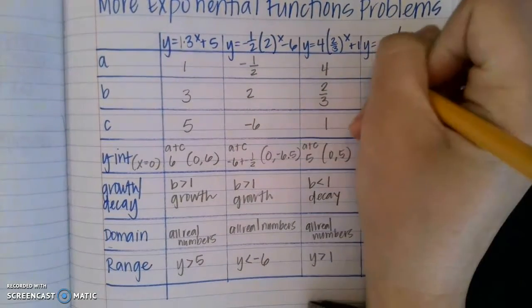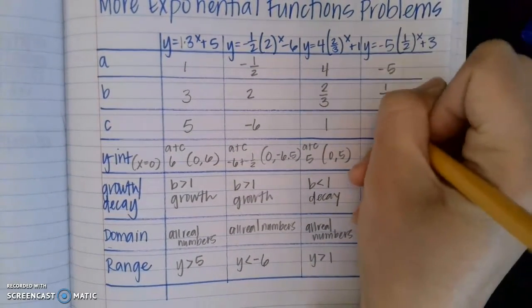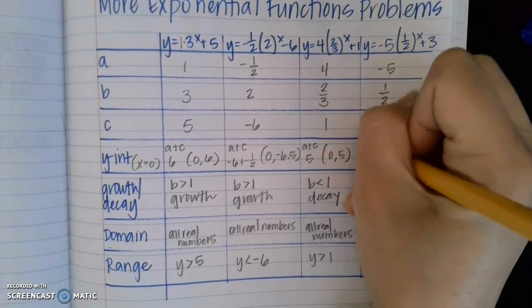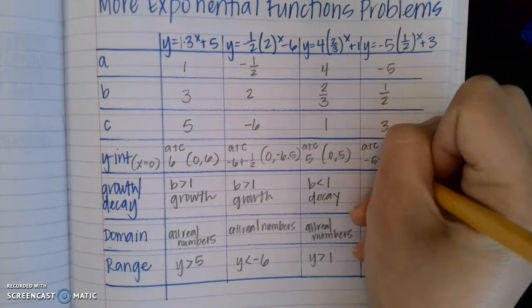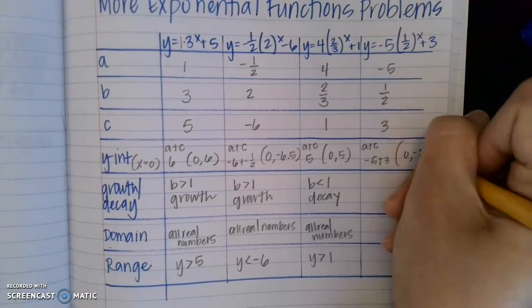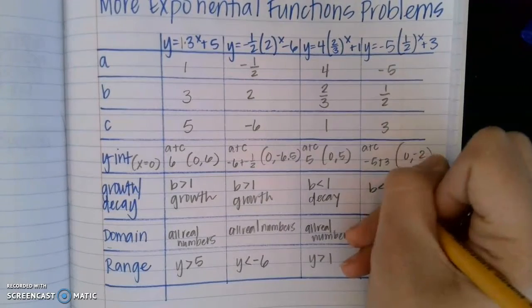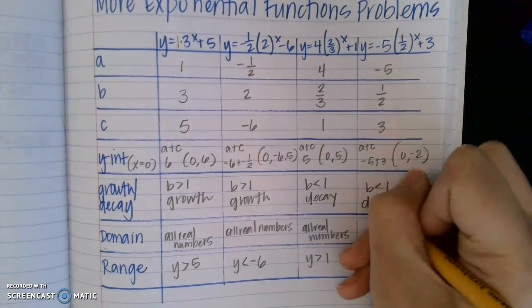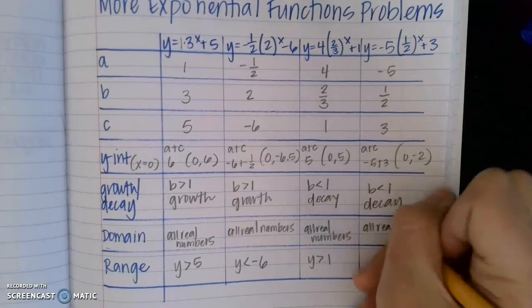Last one. My a is -5. My b is 1/2. My c is 3. My y-intercept is a plus c, which is -5 plus 3, which is at 0, -2. We can always check that using our graph. My b value is less than 1. It's a fraction, so that means this is decay. My domain is all real numbers.